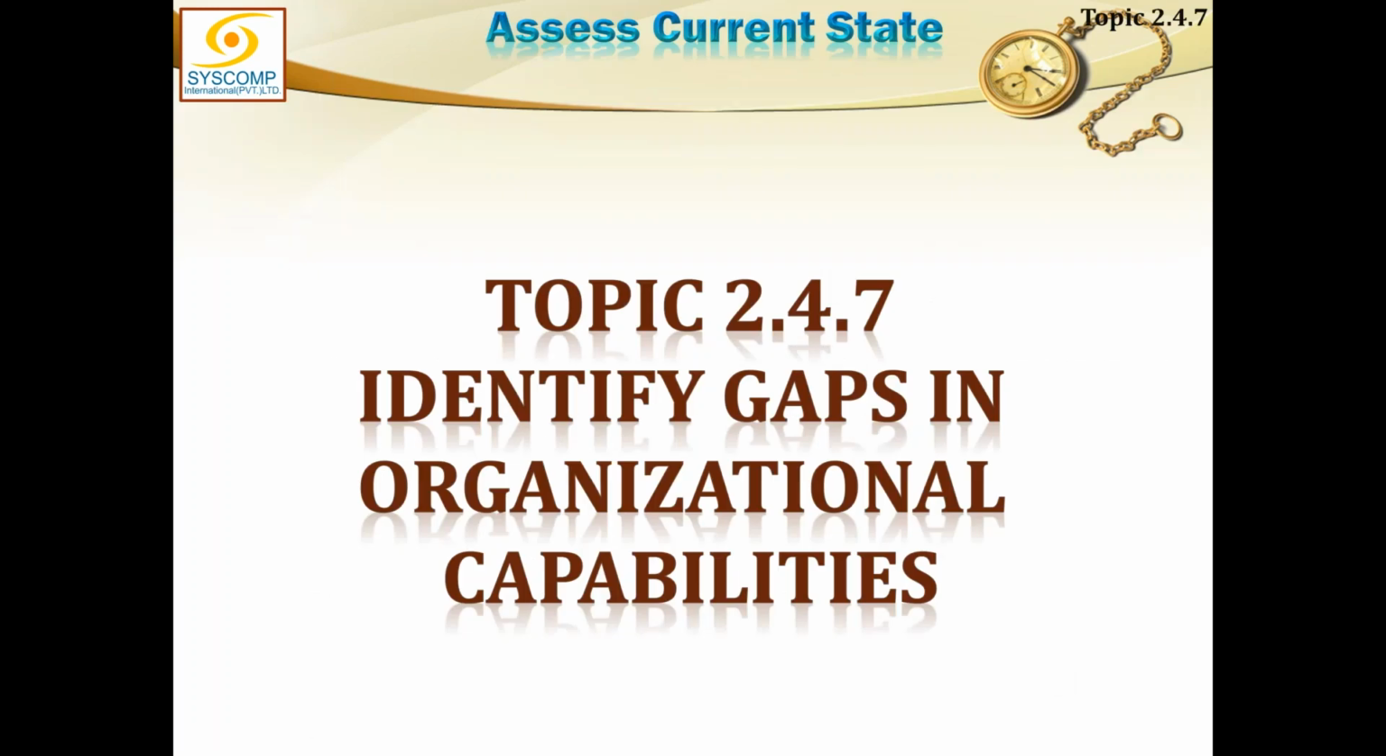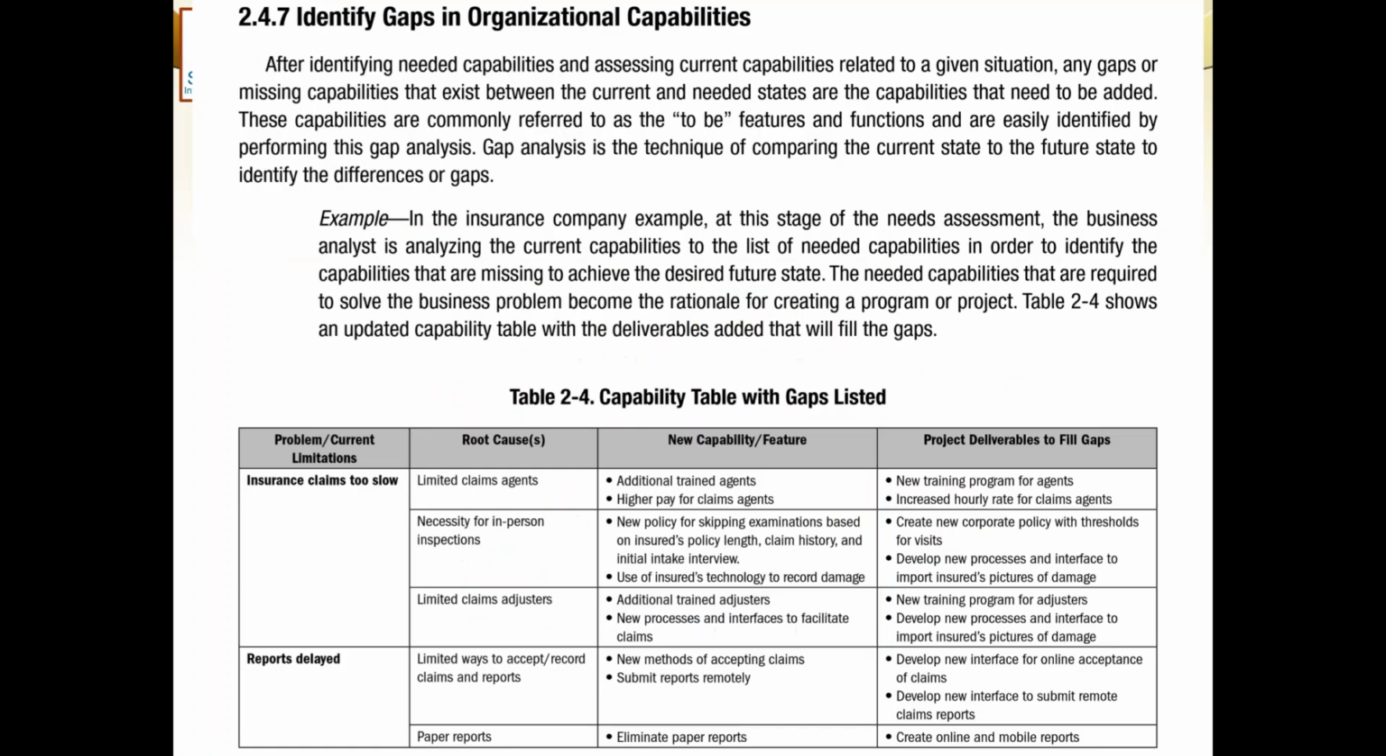Next topic is identify gaps in organizational capabilities. After identifying needed capabilities and assessing current capabilities related to a given situation, any gaps or missing capabilities that exist between the current and needed state are the capabilities that need to be added. I have told you earlier, as-is analysis and to-be analysis. That is a very important part.